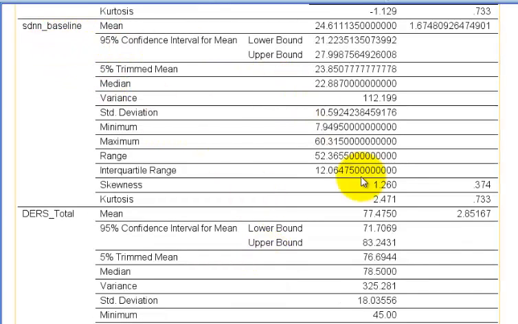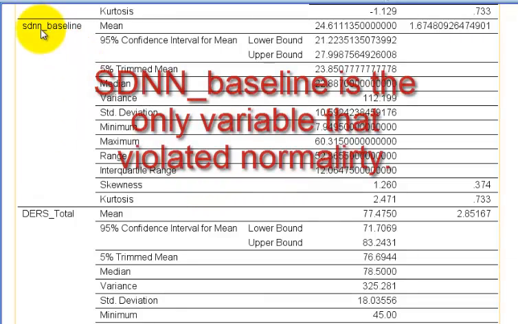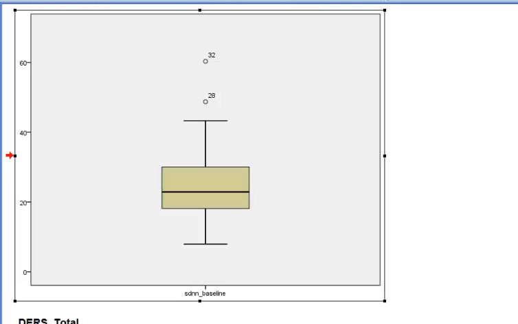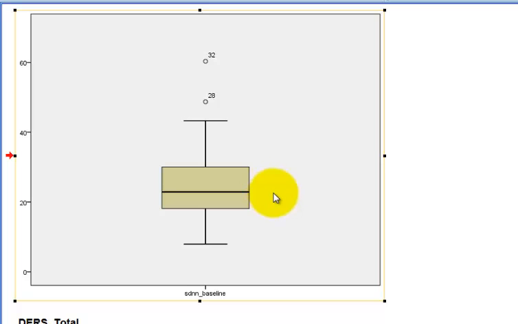SDNN baseline. This one is skewed. If you divide this by that, it's greater than 2. Same with this. So that means your data does not fit a normal distribution for this one, SDNN baseline. Is that a problem? All right, so this is the SDNN baseline. This is the data that's not normal.